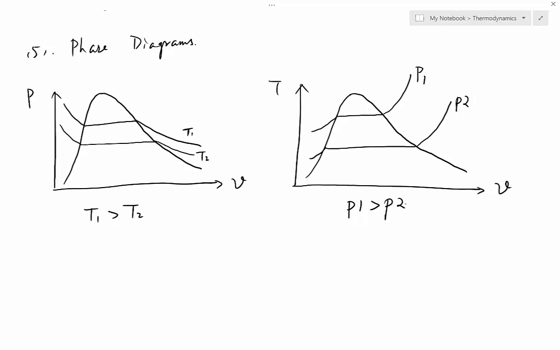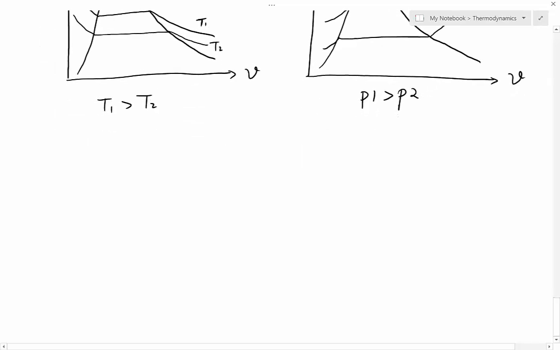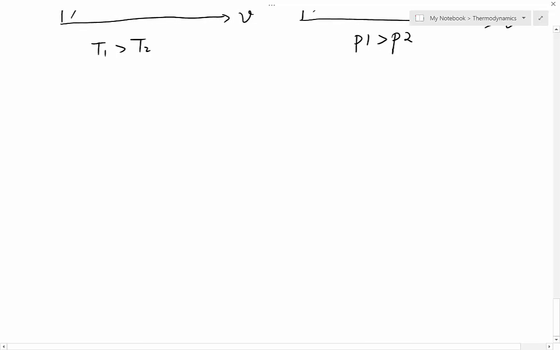Okay, so those two diagrams are very useful because they're going to help us understand the process. We're going to do one example to show you how using those two diagrams can help us understand the process. Okay, so next one, phase change.